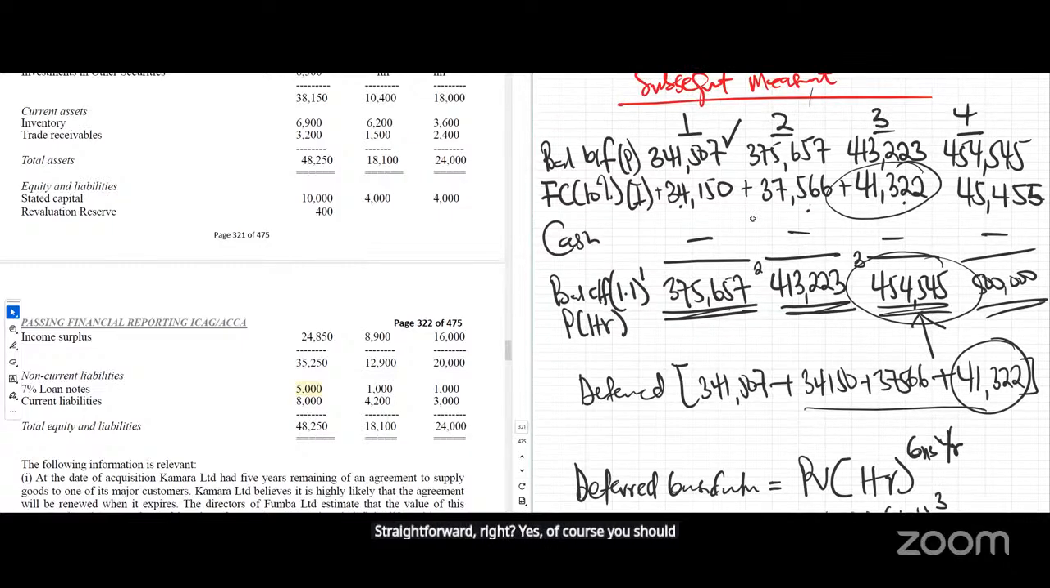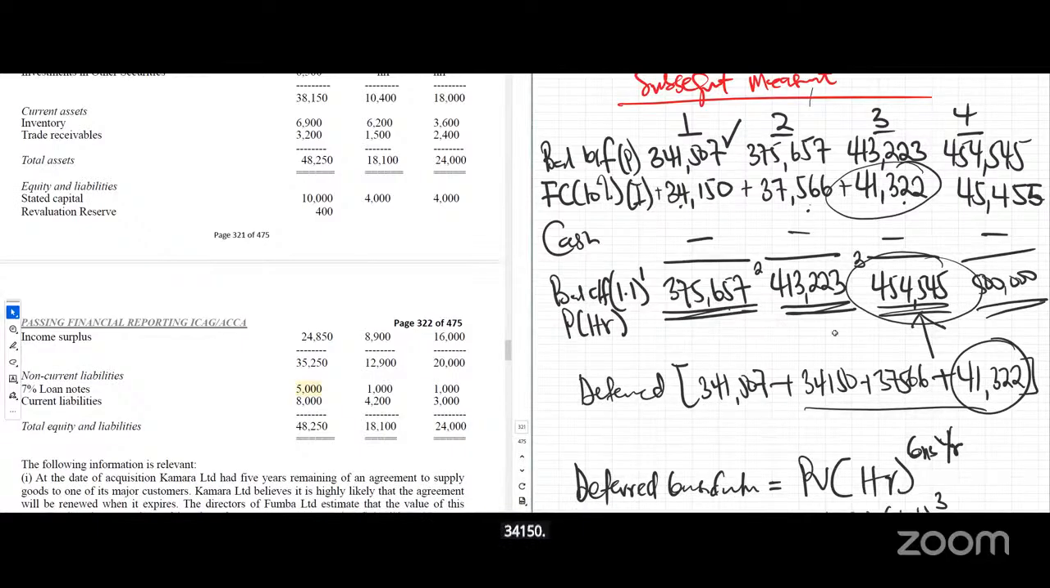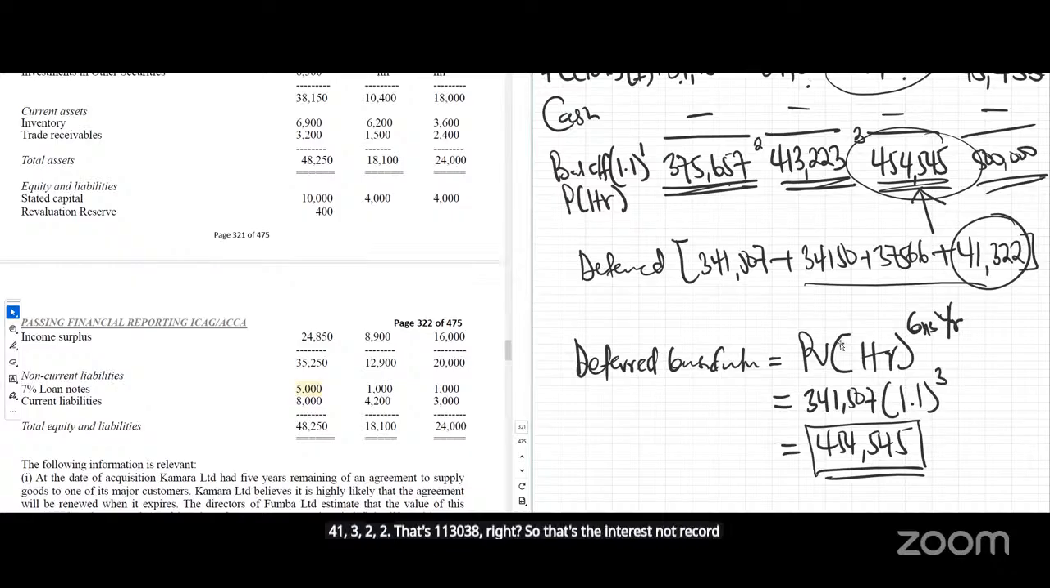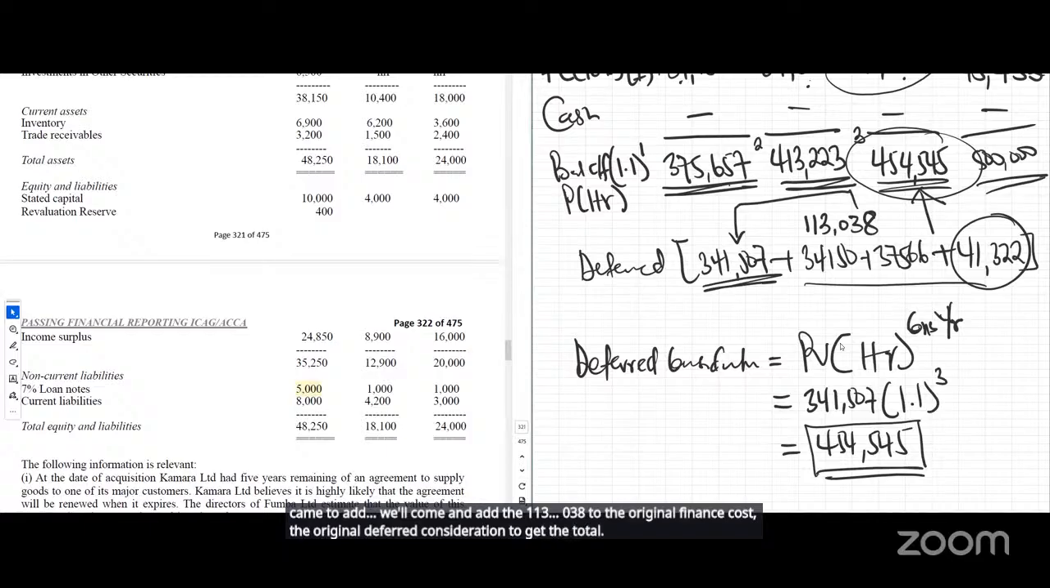So what about the finance cost not yet recorded for the 3 years? The finance cost that has never been recorded. Add it up and let's see. 34,150 plus 37,566 plus 41,322. That's 113,038, right? So that's the interest not recorded. So we'll add the 113,038 to the original deferred consideration to get the total 454,545, right?